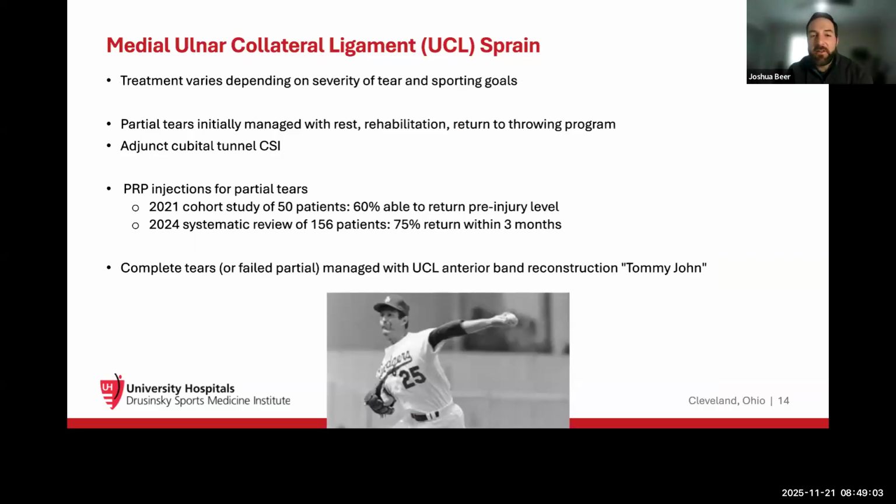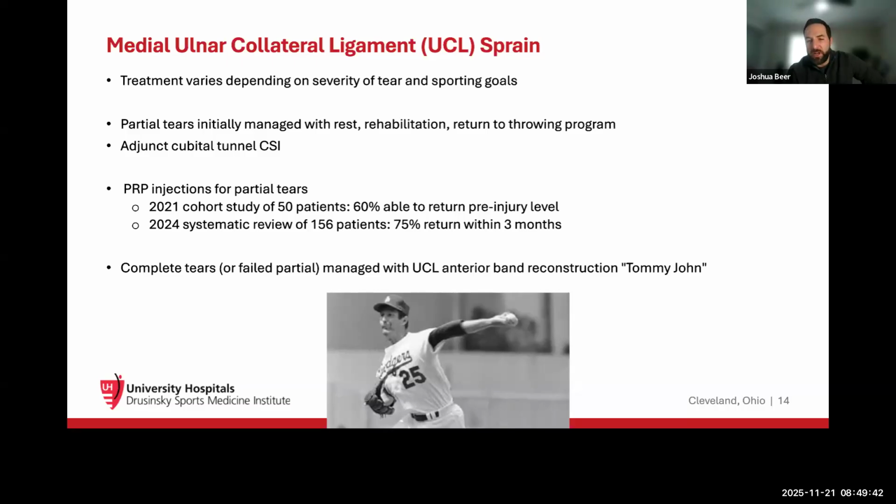As far as treatment, it varies based on what the return to play is, or if there is a return to play. If I happen to have an injury where I fell and got my elbow pulled back and I tore my UCL right now, I wouldn't be getting UCL surgery. I would just manage it non-operatively. But if someone's a young athlete who wants to get back, especially if they're a throwing athlete, there's a possibility they will need surgical reconstruction. For partial tears, the management is going to be rest, rehabilitation, working on forearm strengthening, and then a return to throwing program.